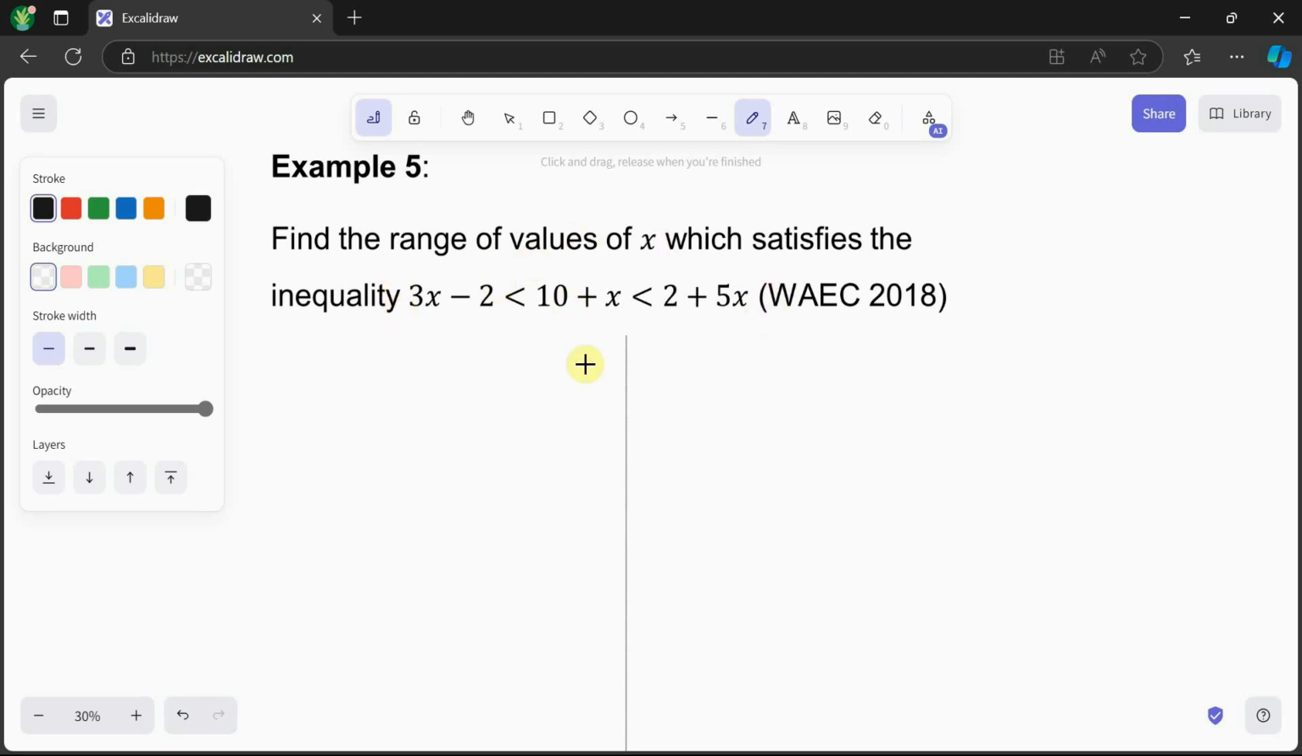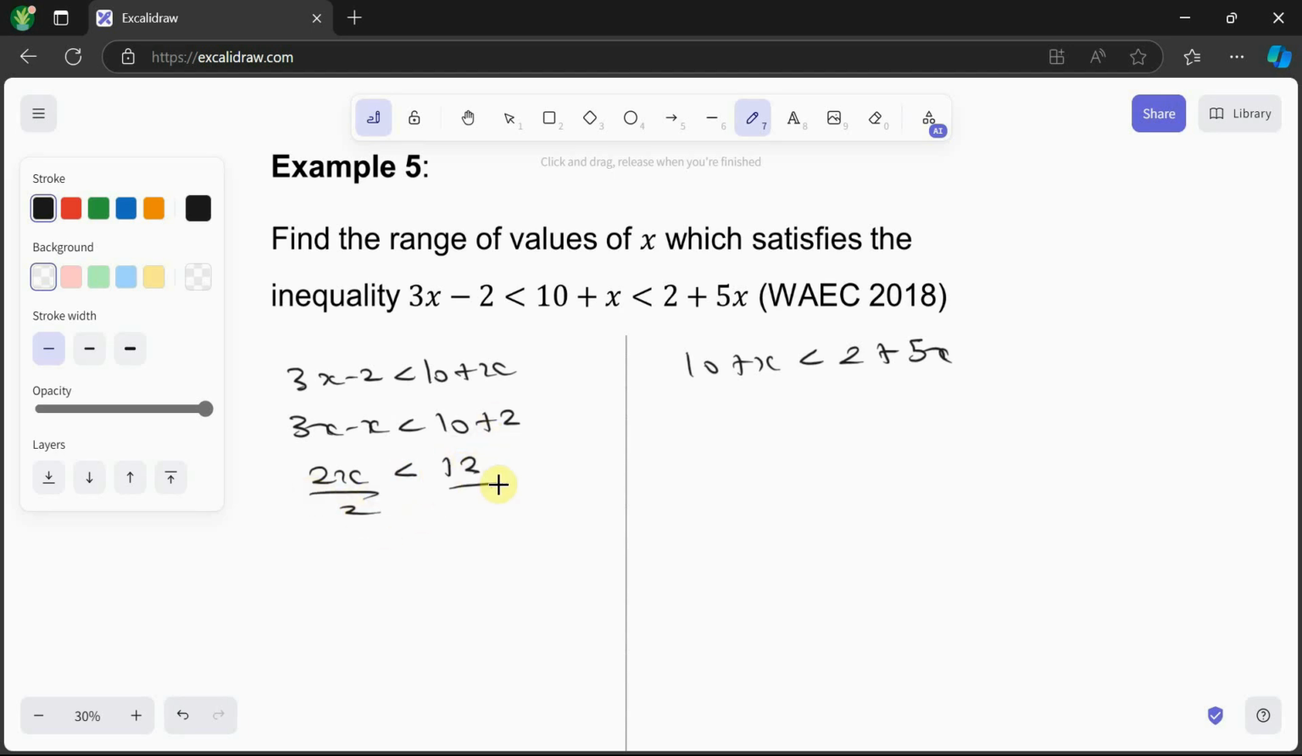They've joined these two separate inequalities together. So I can break it apart and say this is 3x - 2 is less than 10 + x, and this 10 + x is less than 2 + 5x. So let's collect like terms. That will be 3x - x is less than 10 + 2. 3x - x is 2x and is less than 10 + 2 is 12. If I divide both sides by 2, x is less than 6.